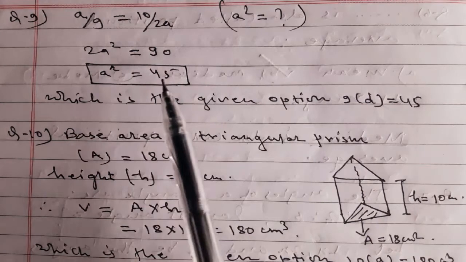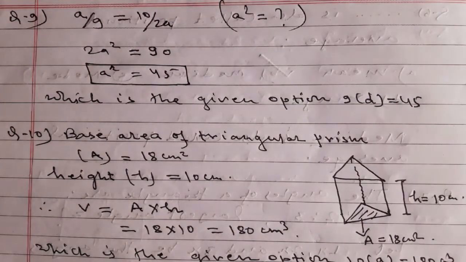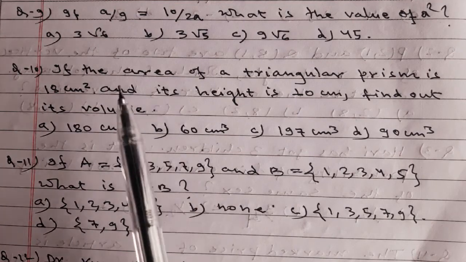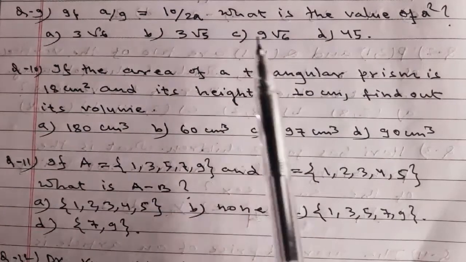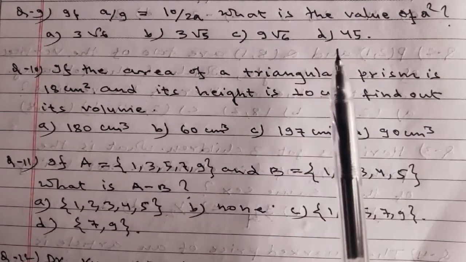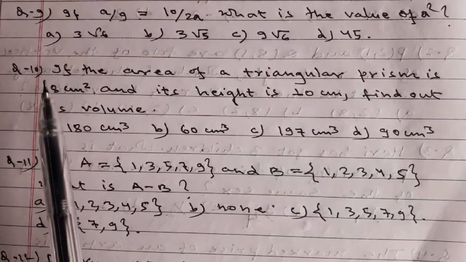Therefore, the value of a square is equal to 45, which is the given option 9D, 45. So D is the right option, and we have to circle D. Question number 10.